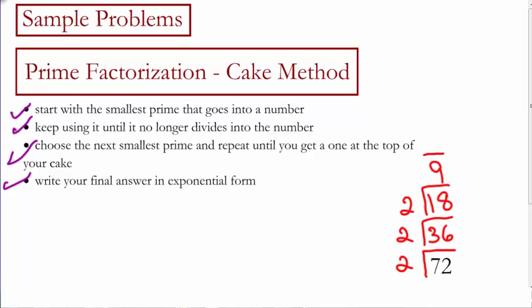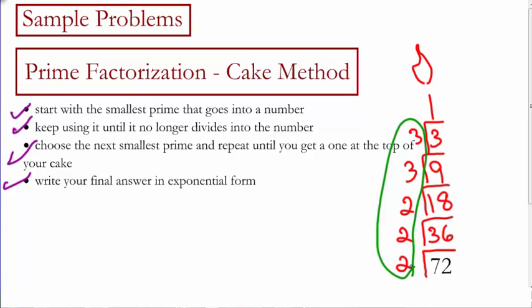Now, 2 will not divide into 9, but what's another prime number that divides into 9? 3 will divide into 9. And 3 goes into 9 3 times. What's a prime number that goes into 3? Well, the only prime that goes into 3 is 3, because 3 is prime. And I got my 1 on top of my cake. Make a little candle there. So these are all the prime factors that make up 72.